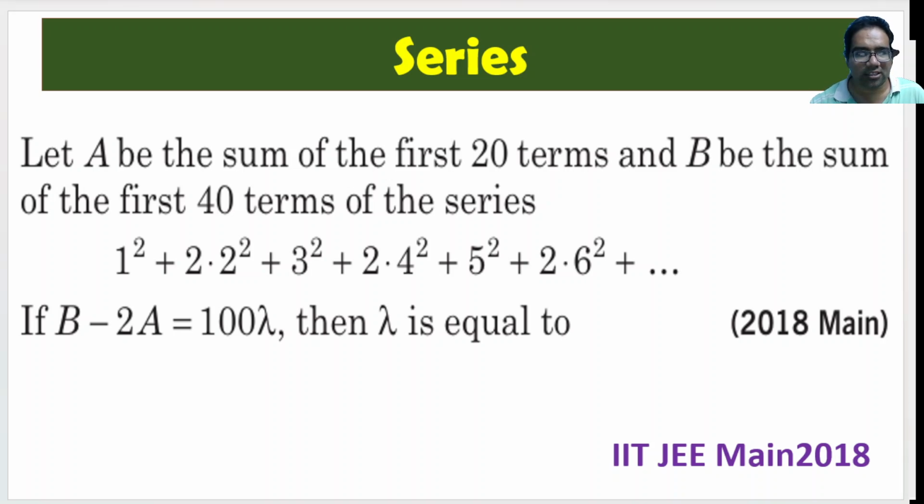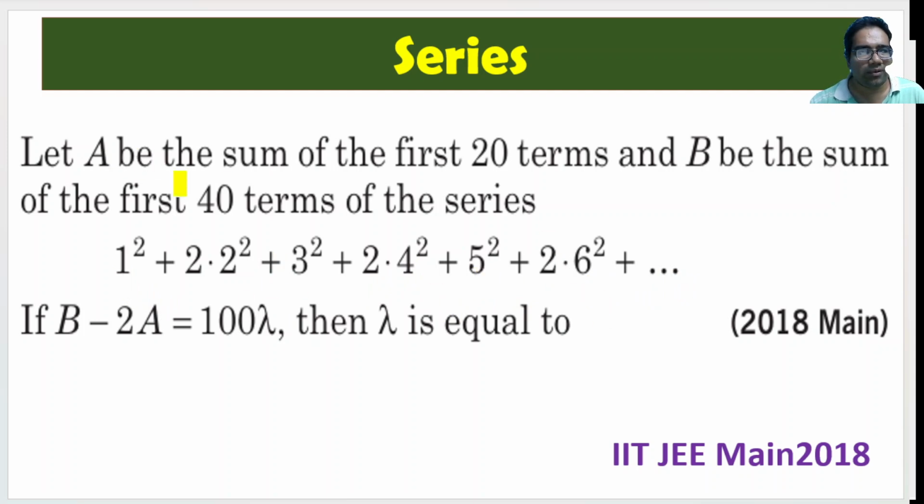Hi friends, in this problem we have 1 square plus 2 into 2 square plus 3 square, again 2 into 4 square plus 5 square plus 2 into 6 square. Basically we have for all even numbers 2 into 2 square, 2 into 4 square, 2 into 6 square like this. And for odd numbers we have 1 square, 3 square, 5 square.